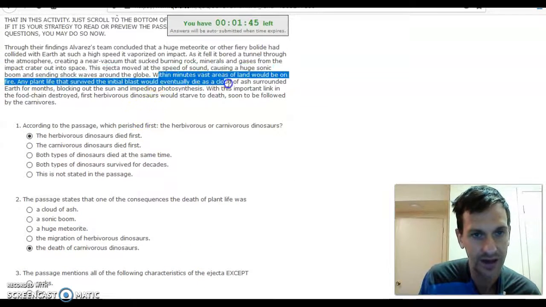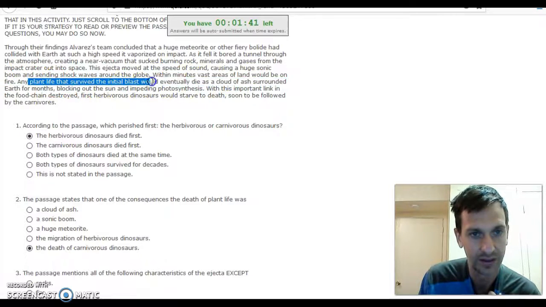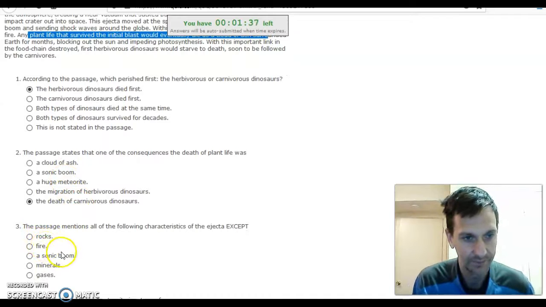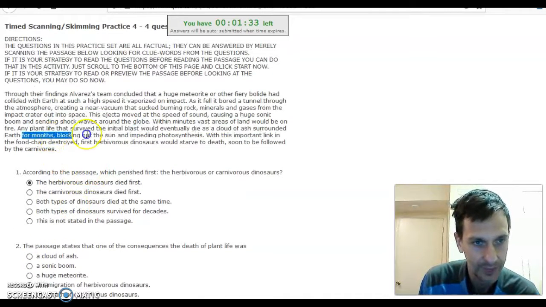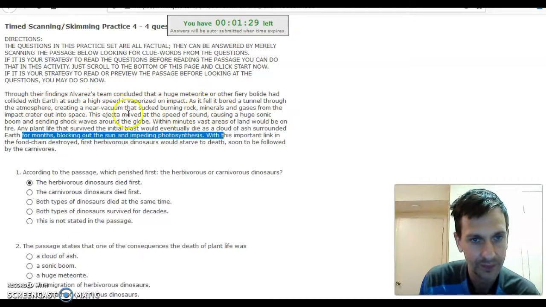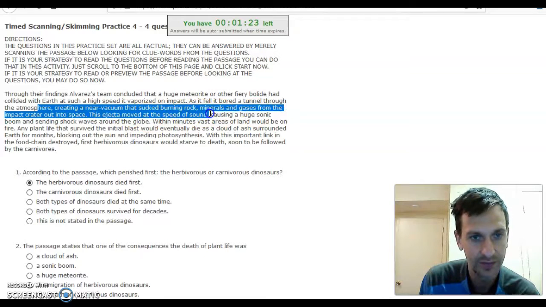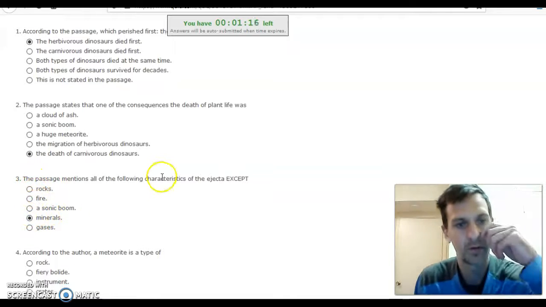Within minutes, vast areas of land would be on fire. Fire. Any plant life would be surrounded by a cloud of ash. So fire, sonic boom. Blocking sun. Near vacuum that sucked burning rock, minerals, and gases from the outer atmosphere, and move at the speed of sound. Rocks, fire, sonic boom, minerals, gases. It says all the things but minerals, right?